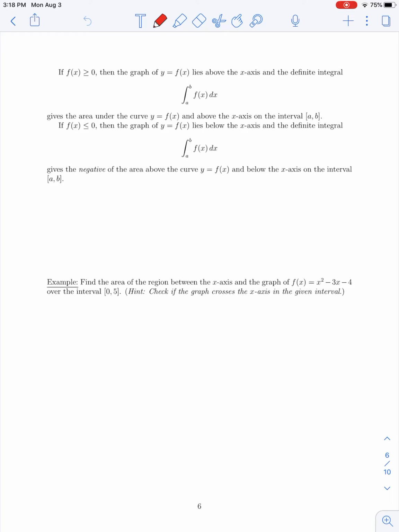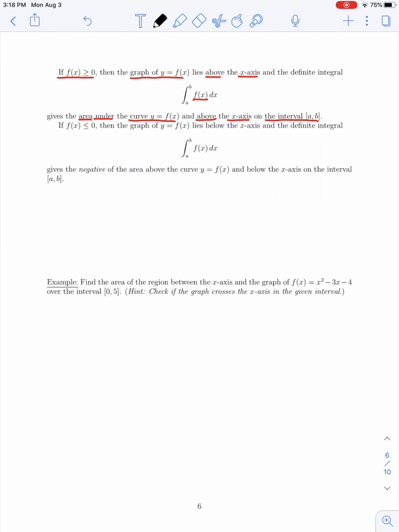So a little review of that concept, or to make that concept of area under a curve a little more precise, let's say the following. If we have a function f of x, which is non-negative, then the graph of that function, y equals f of x, lies above the x-axis, and the definite integral of f of x from a to b gives the area under the curve y equals f of x and above the x-axis on the interval from a to b.